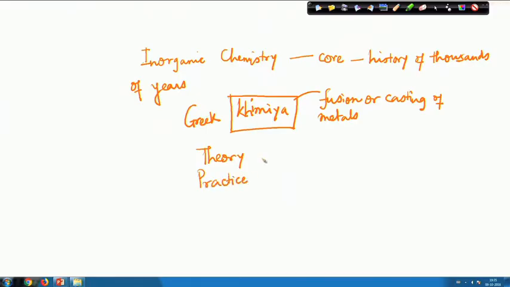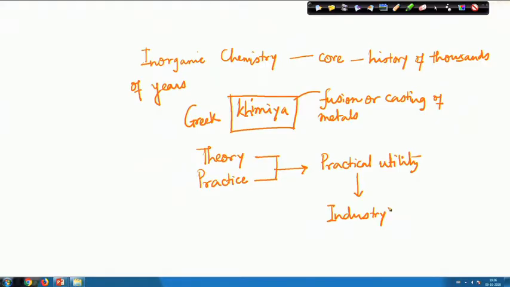This is very important: the theoretical principles and the practice are also related for the development of this particular subject for practical utility. This practical utility will be covered in the industry part, when we can use it for our industrial purpose. So, what are those things? Basically, we can talk about how we can use the industrial part of inorganic chemistry.